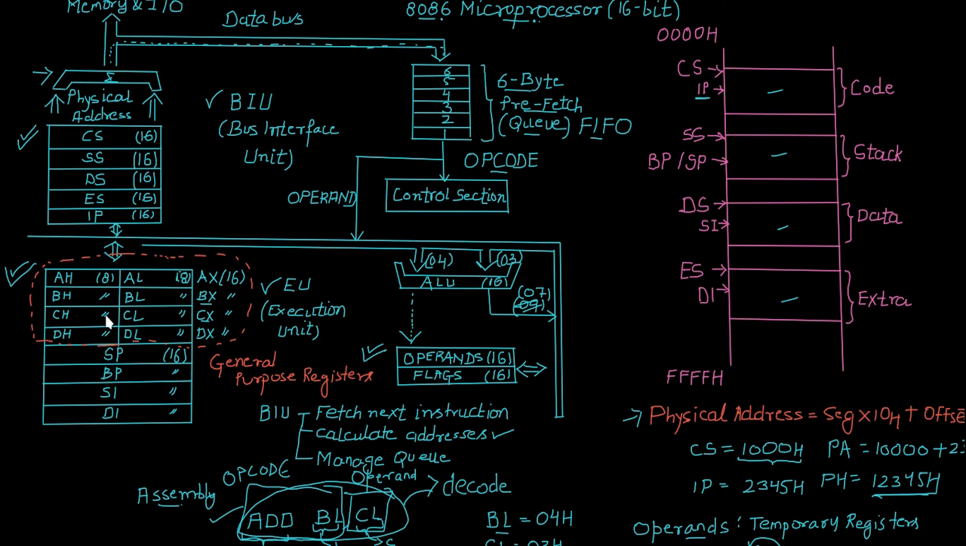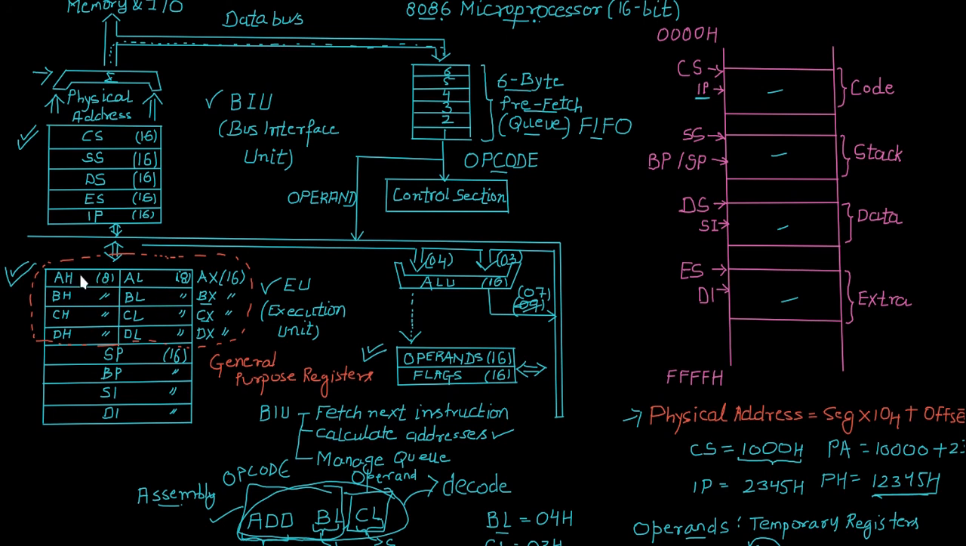Basically we know that registers will contain some data, and in this component the data is relevant to the execution unit. So we might need some data, we might need to store the result inside some registers. For that we cannot use the segment registers, so we have some general purpose registers or multi-purpose registers, which we will discuss in the next video.